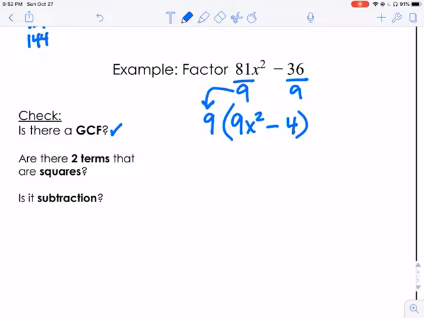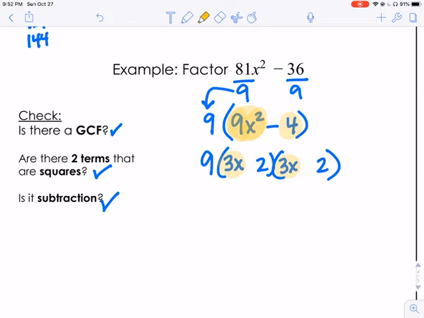From there, I can see that 9 is a square, x squared is a square, and 4 is a square. So I'm able to split this up. I have two terms that are squares, 9x squared and 4, and it is subtraction, so I can do it. So 9x squared becomes 3x and 3x, because 3x times 3x would give us that 9x squared. And then 4 becomes 2 and 2, because 2 times 2 would give me 4. And then I'm going to have one positive and one negative term. So I think this is my answer.